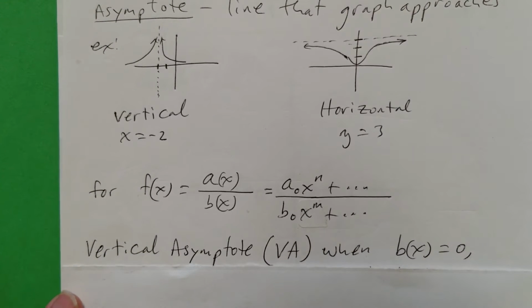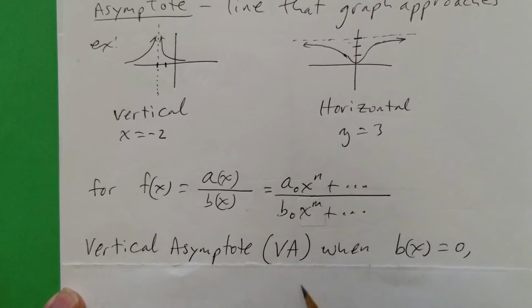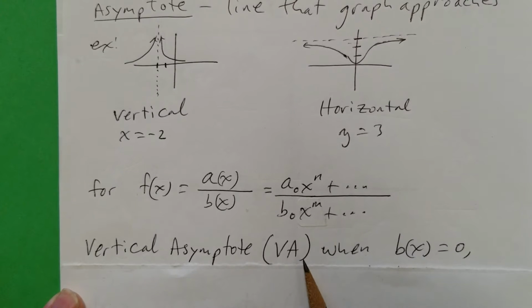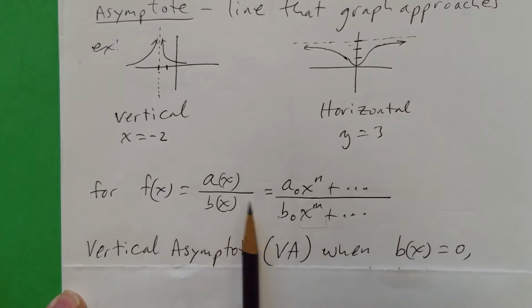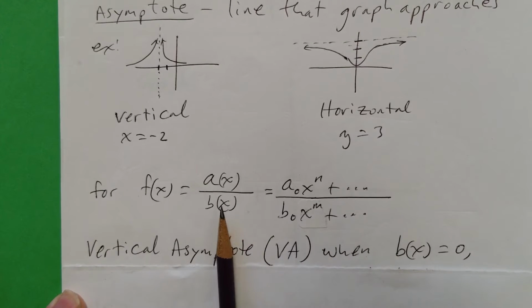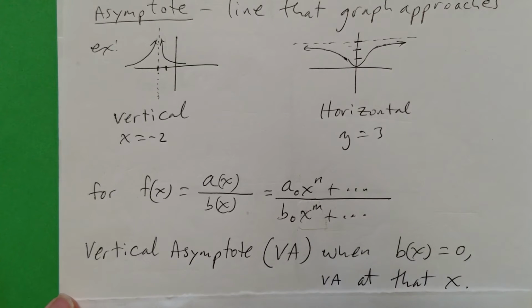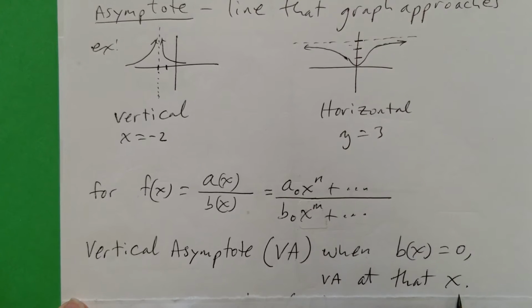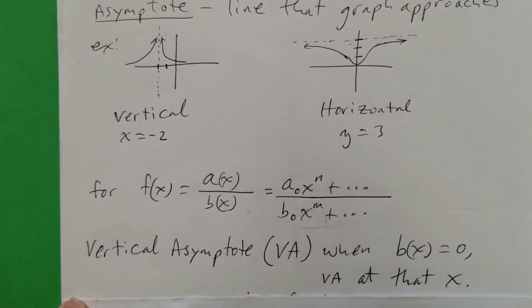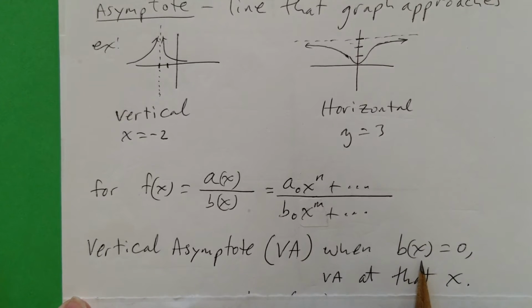First, let's look at the vertical asymptote. Vertical asymptote, we'll call VA from now on. That's when the bottom polynomial is equal to 0. Whatever x makes the whole bottom 0, that is your vertical asymptote. We'll see an example, right? So we say the vertical asymptote is at that x, whatever x makes the bottom 0.